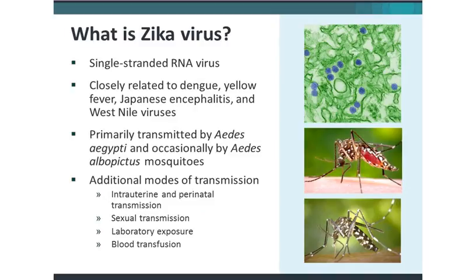So Zika virus, first of all, for those of you who do not know about this, it's what we call a single-stranded RNA virus. It's very closely related to dengue, yellow fever, Japanese encephalitis, and West Nile viruses. It's primarily transmitted by Aedes mosquitoes, Aedes aegypti, and occasionally by Aedes albopictus. Additional modes of transmission include intrauterine or perinatal transmission, sexual transmission, laboratory exposure, and blood transfusion. Next slide.